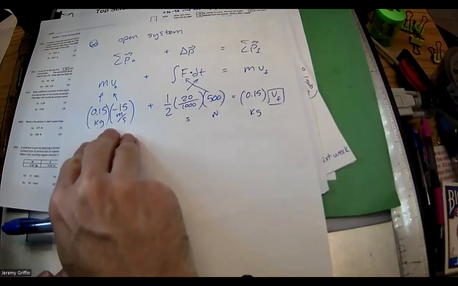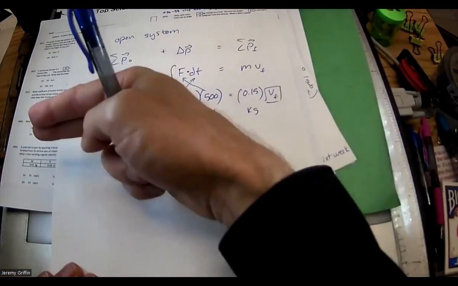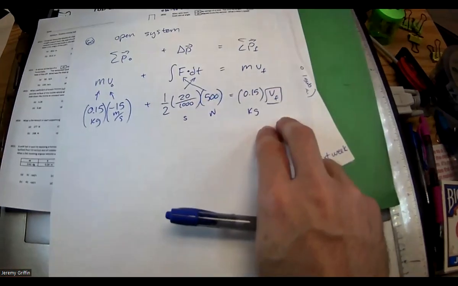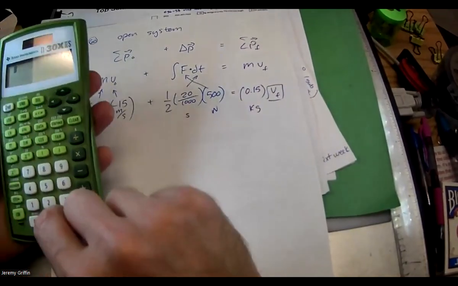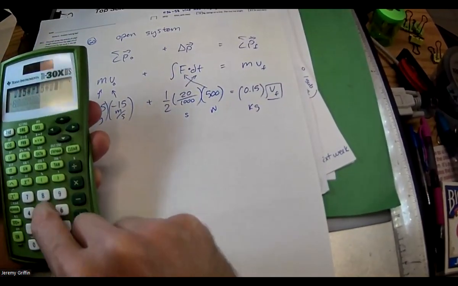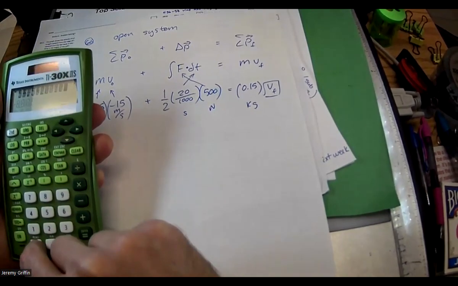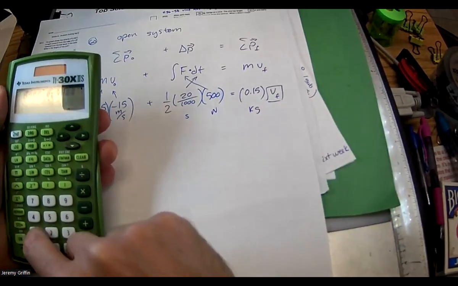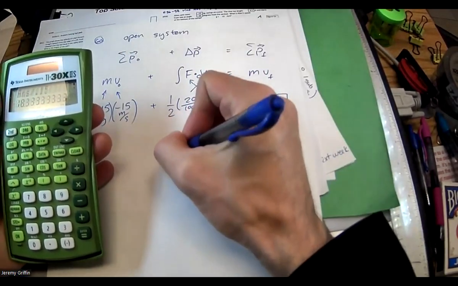Okay, so here's the initial momentum in the negative direction. Here's the change of momentum. Bam, hit by the bat. So it's going to hit off at some speed. Okay. So 0.15 times negative 15 plus 1/2 times 20 over 1,000 times 500, all divided by the mass of the baseball here. Okay, cutting through some algebra.